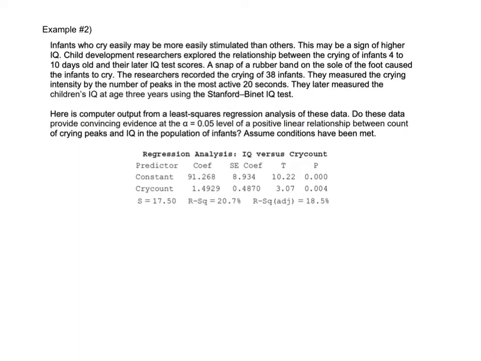Child development research explored the relationship between crying of infants 4 to 10 days old and their later IQ test scores. A snap of a rubber band on the foot recorded the crying of 38 infants. They measured the crying intensity as the number of peaks in the most active 20 seconds. They later measured the children's IQ at age 3 years using a Stanford-Binet IQ test. All right, so there you go. Here's the computer output. They're giving us computer output again. For the least squares regression analysis, do these data provide convincing evidence? Okay, so we've got to think about all the different pieces.